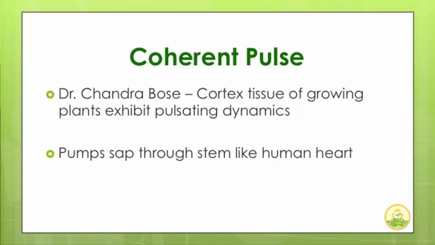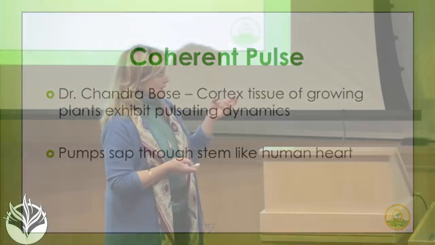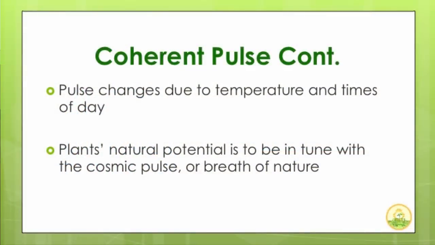Now, with that coherent pulse, the plants have the ability to align themselves with what's going on in the environment. The pulse of plants changes due to different temperature and times of day, often like our own human pulse. The plant's natural potential, if it's healthy and growing strong, is that its pulse is the same cosmic pulse of that time and season that's going on.